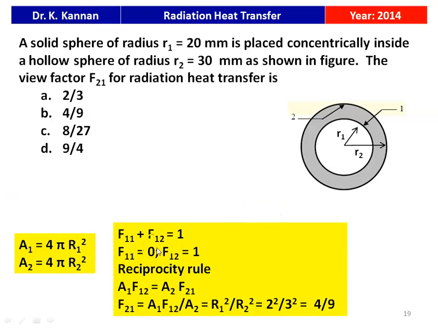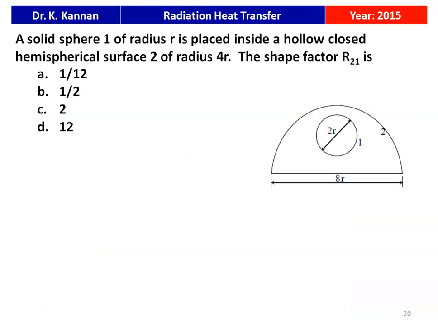So, we have the shape factor relationship, summation rule F11 plus F12 equal to 1. So, F11 equal to 0, F12 equal to 1. So, reciprocity rule, A1 F12 equal to A2 F21. So, F21 equal to A1 F12 divided by A2, which is R1 square by R2 square. So, I substitute in terms of centimeter. So 2 square by 3 square, which is 4 by 9. So the answer is 4 by 9. Next question from 2015 question paper, again shape factor calculation.